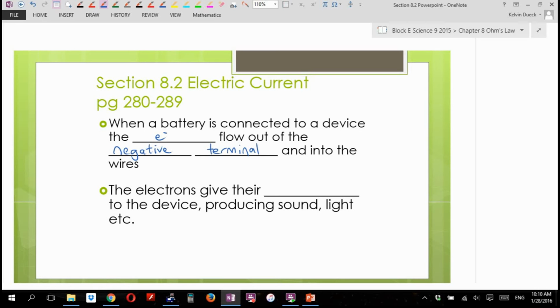It's sort of like lifting an object off the ground. The object wants to fall back down to the ground. That object has energy. The electrons have energy. They give their energy to the device, the iPod, the iPhone, the stove, whatever it is you've plugged into a circuit. And they produce sound, light. Heat is the big one. That one we can easily create, but with a bit of cleverness, we can get light, we can get sound, we can get all sorts of stuff.